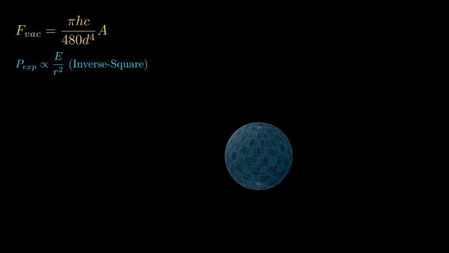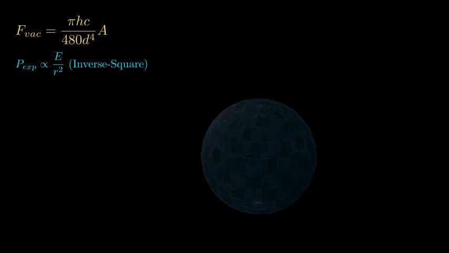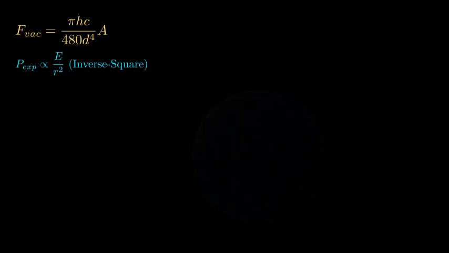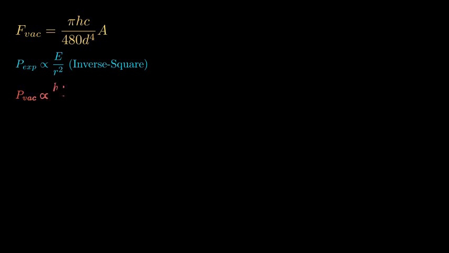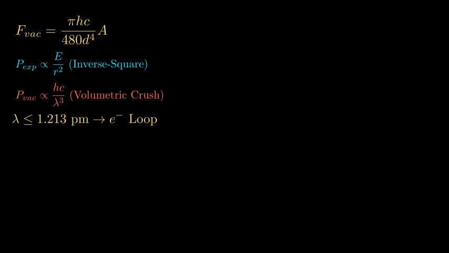But normally, low-frequency light expands spherically, safely dissipating pressure via the inverse square law. However, as a gamma ray's frequency spikes, its wavelength shrinks exponentially. The surrounding volumetric Casimir crush scales inversely with the cube of the wavelength, at exactly 1.213 picometers. The cubed vacuum pressure mathematically overpowers the squared radiation expansion. The inverse square law is defeated, and the light is crushed into the electron's topology.